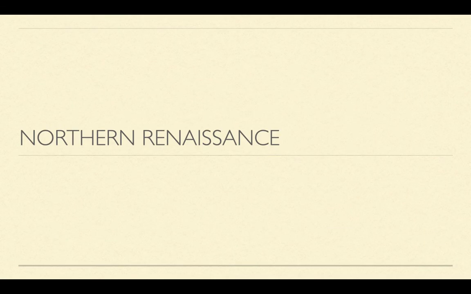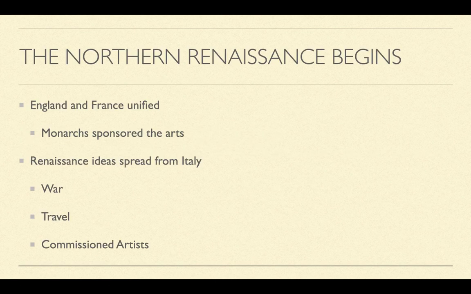All right, so we're going to look at the Northern Renaissance, and we're going to see that it's going to take some aspects of the Italian Renaissance and alter it to fit what their view of this rebirth is all about. So in the Northern Renaissance, with the beginning, this whole idea that England and France are now unified nations.